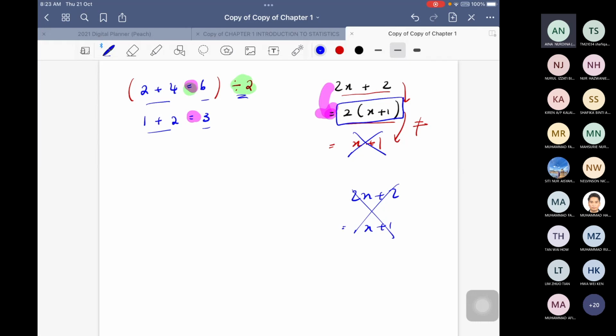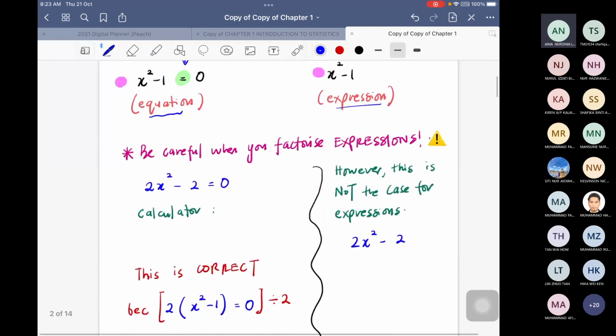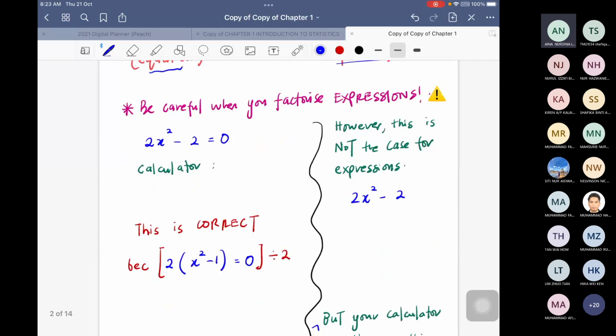Okay, ada reason kenapa saya explain pasal benda ni. Because we are going to use this for factorization. Of course, bila you factorize, apa cara yang paling senang nak factorize? Pakai calculator. And saya pun tak expect you pandai nak calculate in your head in term of factorization. But I expect you to know macam mana nak factorize pakai calculator. Okay, so I put over here. So be careful when you factorize expression. So reason dia adalah, let me show you what happened here.